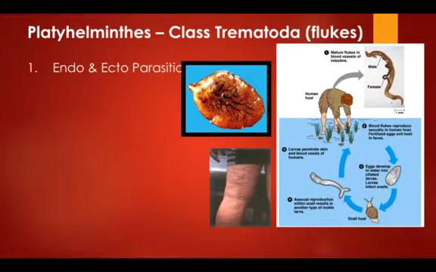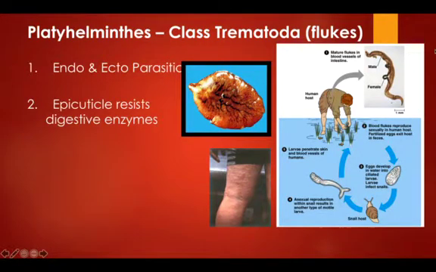So we are still in the phylum Platyhelminthes and class Trematoda. These are those flukes, parasitic flatworms. They can be endo or ectoparasites. They have epicuticles that resist digestive enzymes. So this is a cuticle on the outside of the body, on the dermis, that can resist being digested. So they can be consumed and not be broken down.